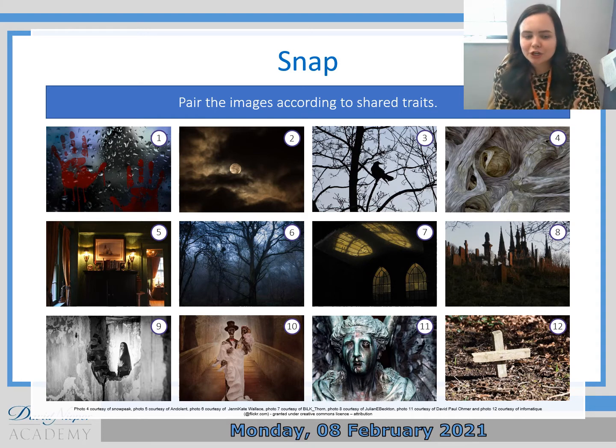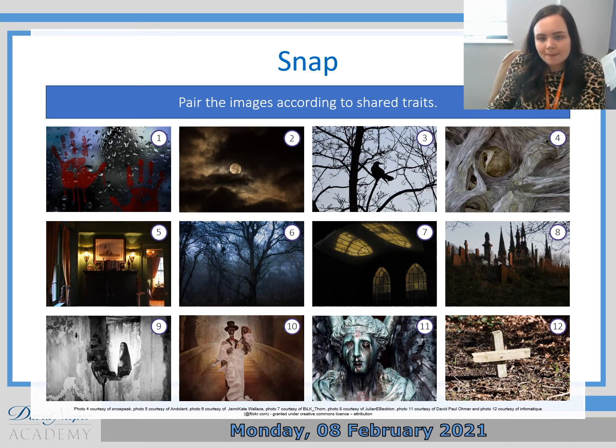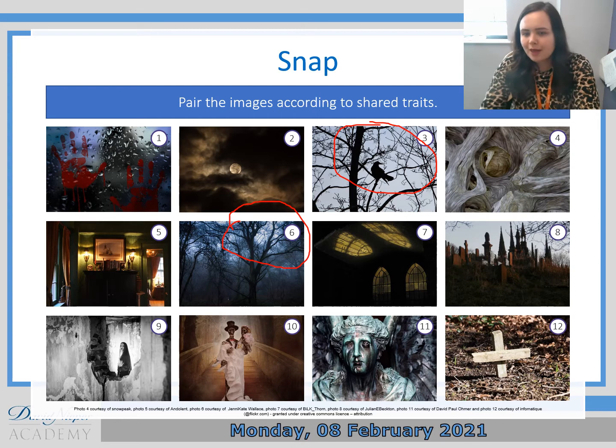So, all of these images here on this slide are linked to the Gothic. What I'd like you to do is to see if you can pair them up, and I'd like you to pair them based on their shared traits. So what that means is, is there anything that they have in common with each other? So for instance, an example might be, number 3 and number 6 are both focused around trees. They're very bare and barren trees, aren't they? They haven't got lots of leaves on them, so they look quite dead. And they're also both quite focused on dark evenings.